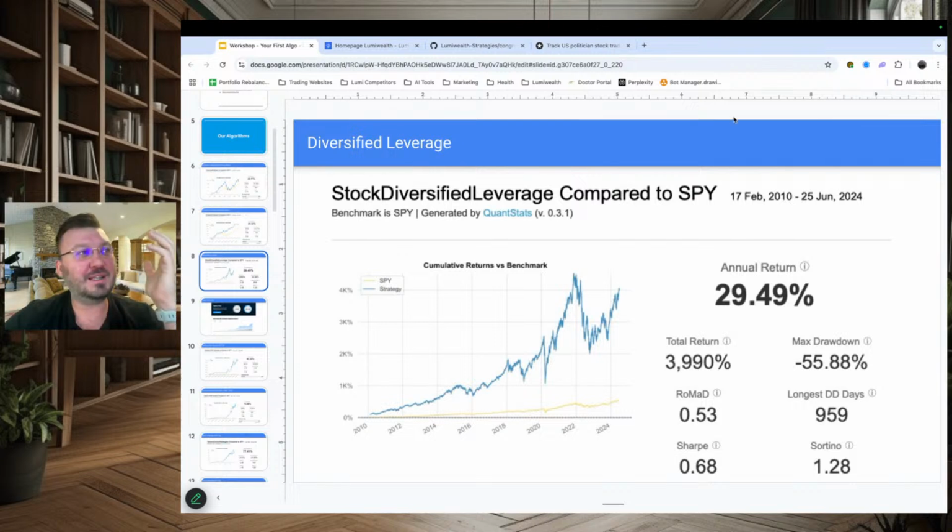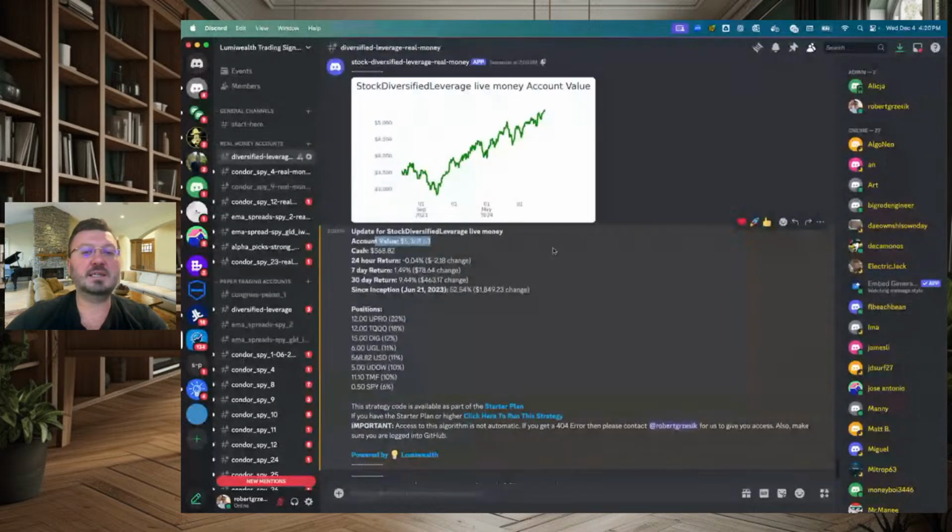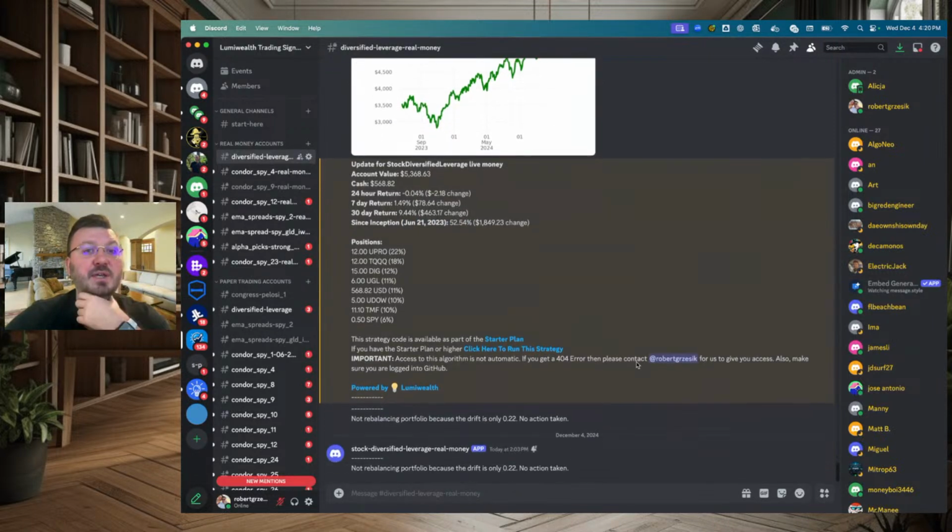But we built this bot about 2 to 3 years ago, I believe. And I've been running this with some real money ever since. Here is my bot. This is essentially one of my accounts. I have about $5,000 in this right now. I put something like $3,500 into this algorithm back on June 1st, 2023, and I'm already up 52%. So I've had quite a nice return trading this diversified leverage bot.